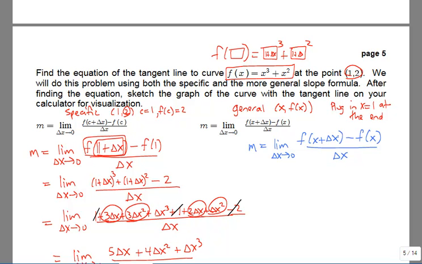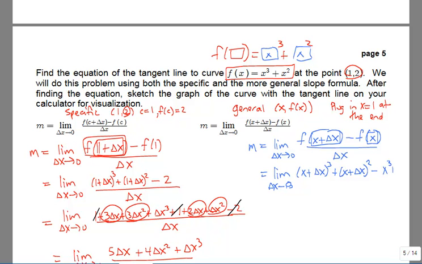So instead of plugging in to our boxes up here 1 plus delta x, now I'm plugging into my box x plus delta x here and here. So when I use my function rule, this is going to become x plus delta x quantity cubed plus x plus delta x quantity squared. That's from my function. And then I'm subtracting from that f of x. So this time I'm plugging in just an x into these boxes. So this would become just normal old rule, x cubed plus x squared.